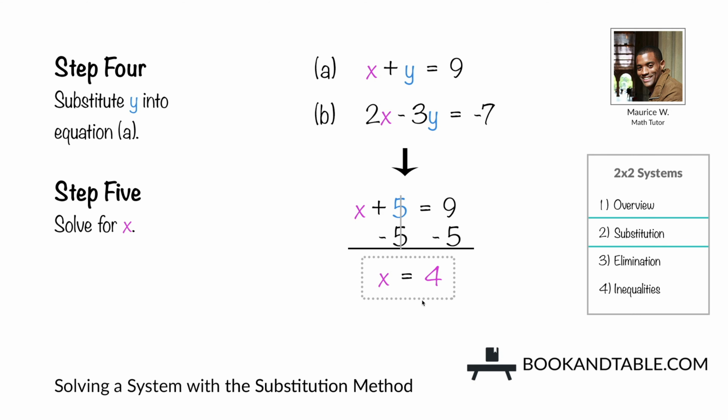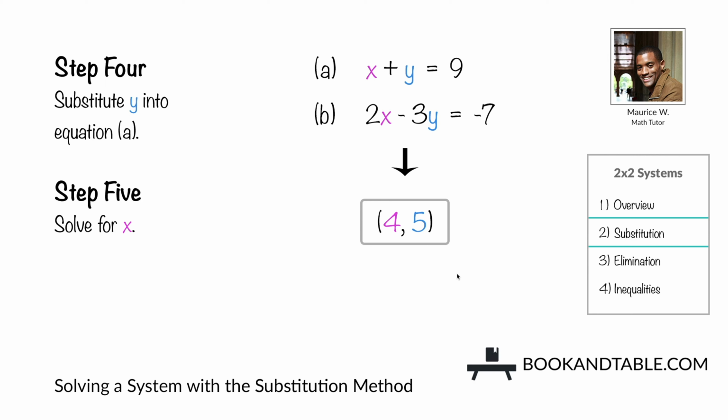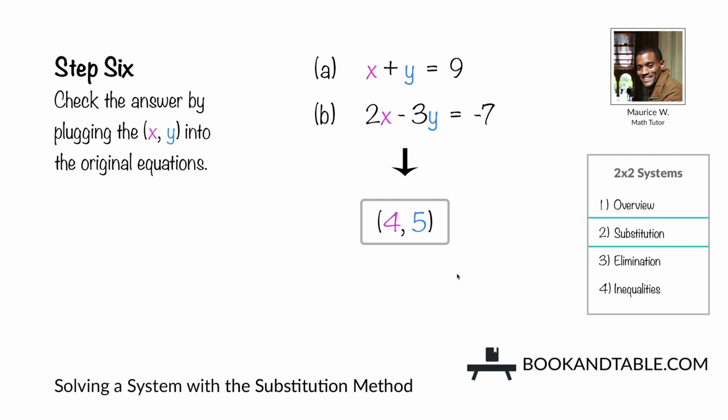So using the substitution method, we find that x is equal to 4 and y is equal to 5. So that is the solution to the 2x2 system. And step 6, to check the answer, you want to plug the x, y, 4, 5, into the original equations to confirm that this is true.